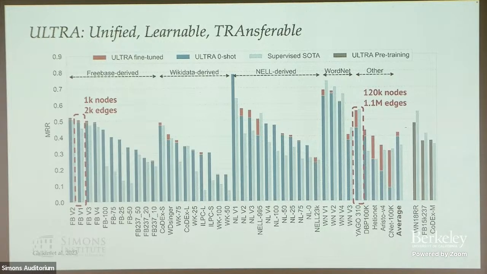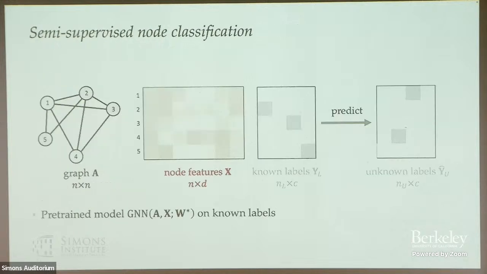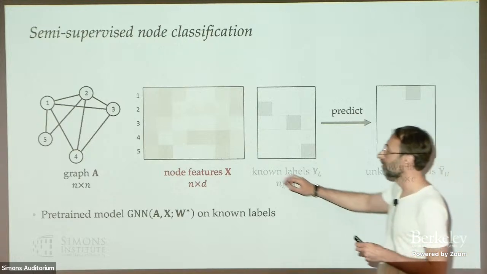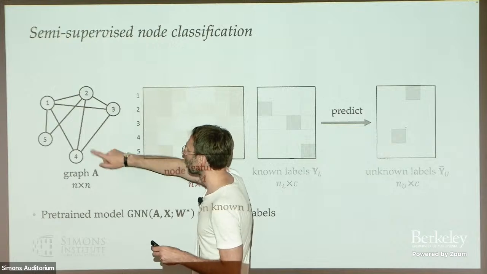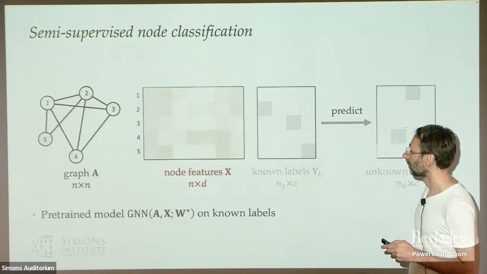So the second type of case I want to show is a foundation model for node classification. This is also work that we did together with the group of Jian Tang at Mila. And here we're looking at the problem of node classification. So I remind you what the problem was before. We had a graph with a few labeled nodes and a few nodes that were unlabeled, and we looked at how to transfer this model from one graph to another.